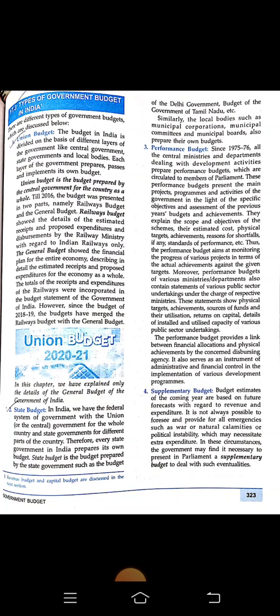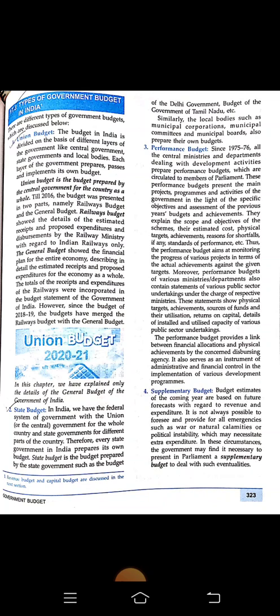The totals of the receipts and expenditure of the railways were incorporated in the budget statement of the Government of India. However, since the budget of 2018-19, the railway budget has been merged with the general budget. So what is the state budget?